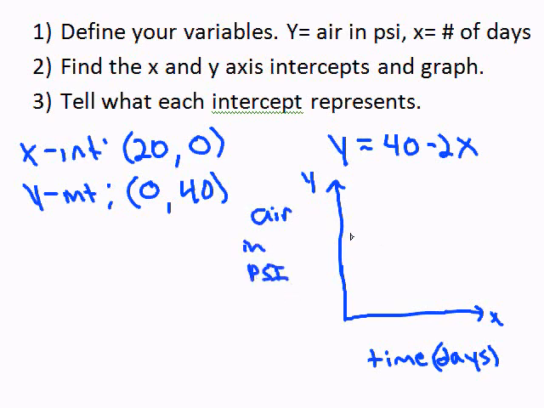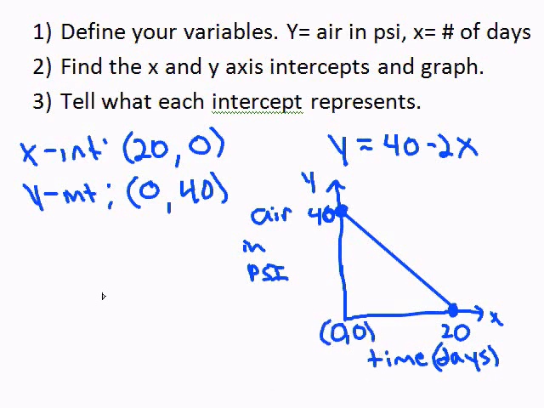So our tire started off at (0, 40), or 40 pounds per square inch. The amount of air in the tire then went down from there all the way until x was 20. So after 20 days, the tire pressure was 0. So we can go ahead and connect those two dots with a straight line. And this is (0, 0).